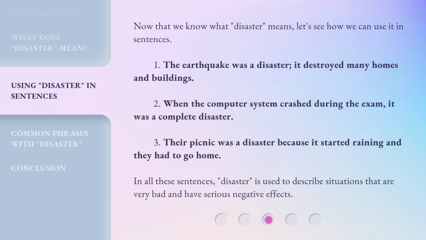Now that we know what disaster means, let's see how we can use it in sentences. 1. The earthquake was a disaster. It destroyed many homes and buildings. 2. When the computer system crashed during the exam, it was a complete disaster. 3. Their picnic was a disaster because it started raining and they had to go home. In all these sentences, disaster is used to describe situations that are very bad and have serious negative effects.